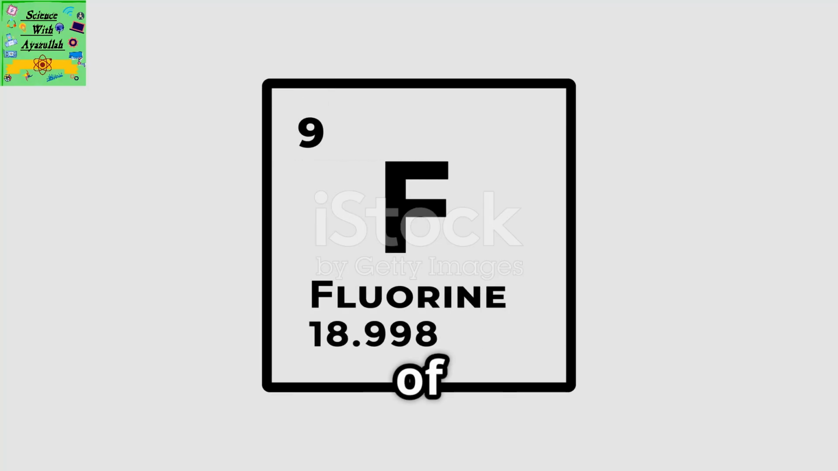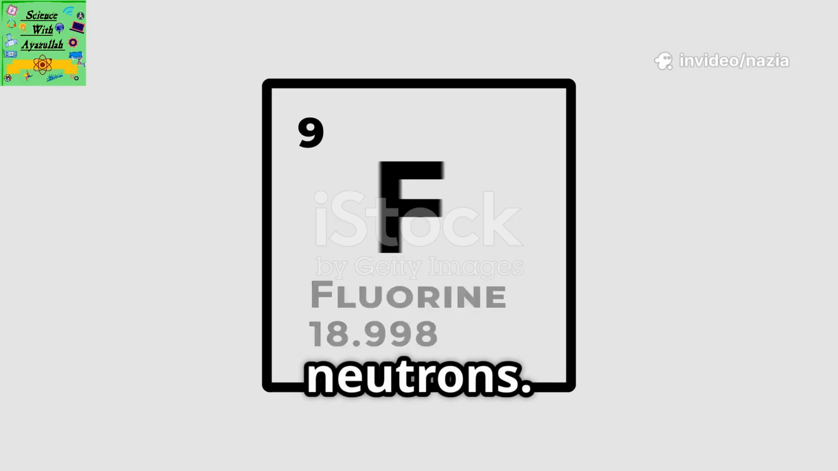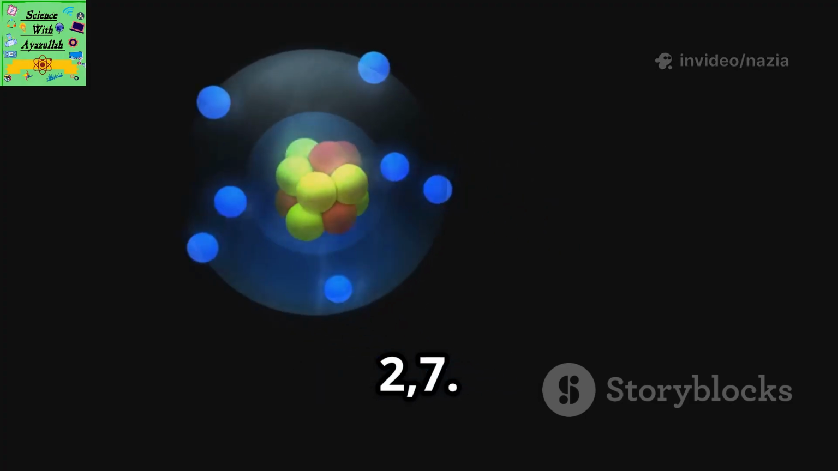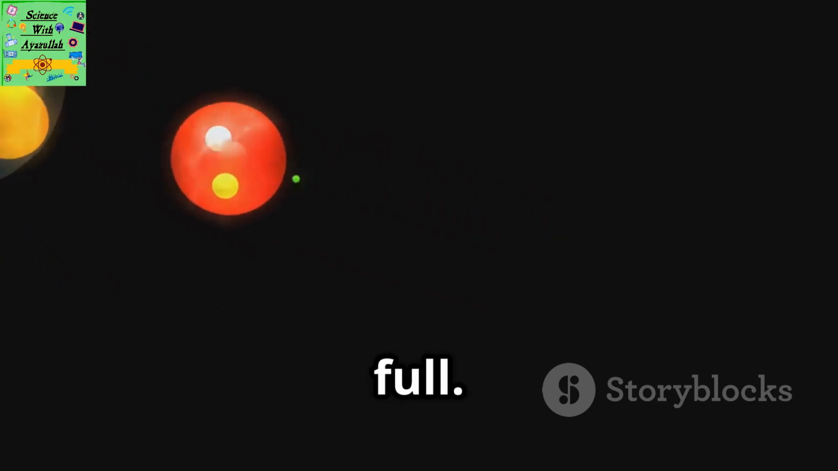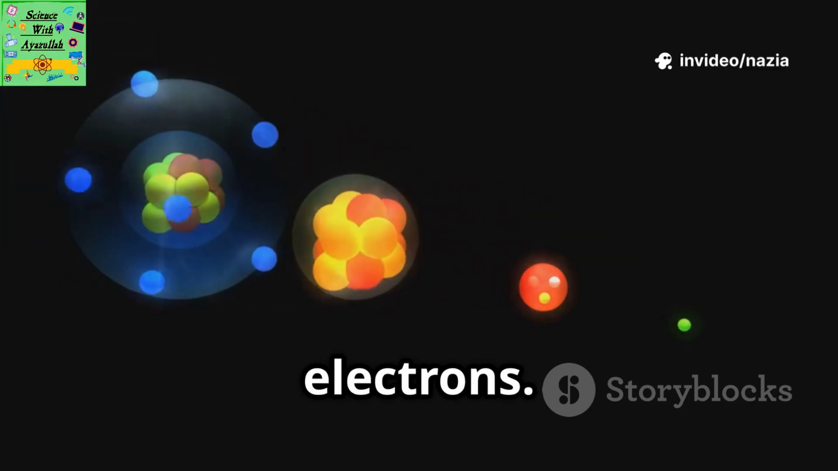Fluorine has an atomic number of 9 and a mass number of 19. This atom contains 9 protons, 9 electrons, and 10 neutrons. The electronic structure is 2,7. This means that the first electron shell has 2 electrons and is full. The second electron shell has 7 electrons.